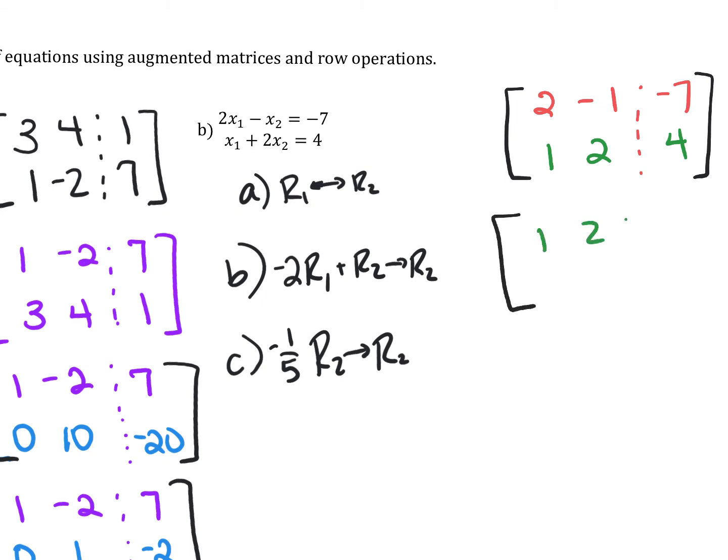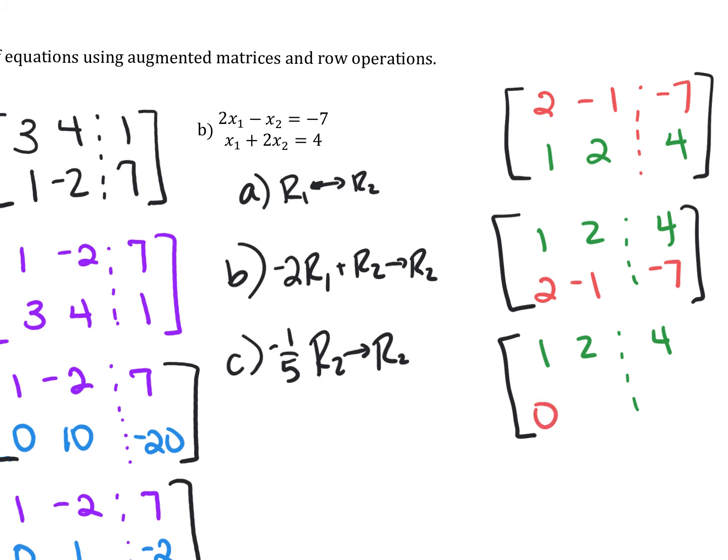So again, I'm going to get 1, 2, 4, 2, -1, -7. Next step says to multiply row 1 by -2 and then add it to row 2 and replace row 2. So again, I have not touched row 1. Row 1 is going to stay as 1, 2, 4. I'm replacing row 2 with something. So I'm going to multiply everything in row 1 by -2 first. So that'll be -2 times 1 is a -2 plus 2. That becomes a 0. -2 times 2 is a -4 plus a -1 is a -5. -2 times 4 is a -8 plus a -7 is a -15.